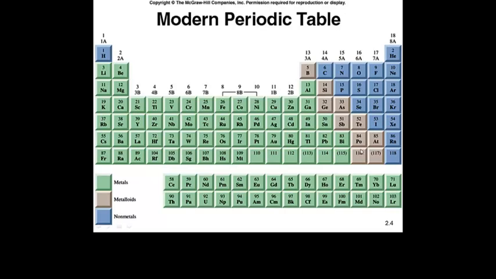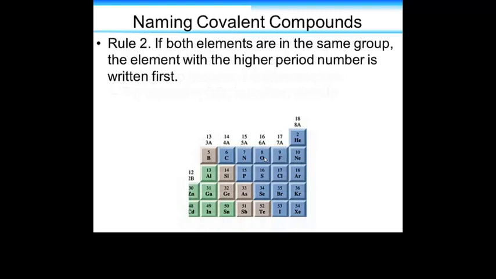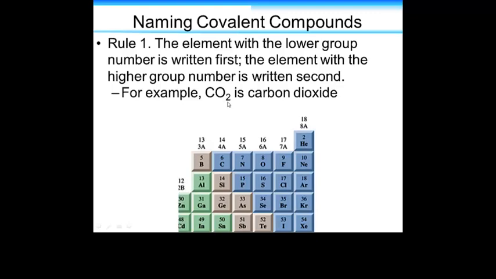So here's another picture of the periodic table. Again, period, group. The first rule is the element with the lower group number is written first. So if you have something in group 4 and something in group 5, two elements, the element in group 4 will be written first. So let's look at carbon dioxide. You can see here carbon is in group 4, oxygen is in group 6. And so the carbon is written first.